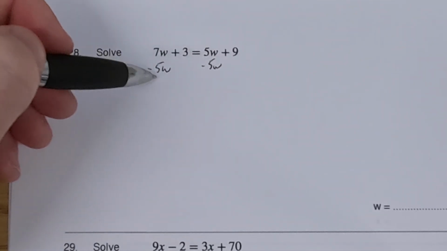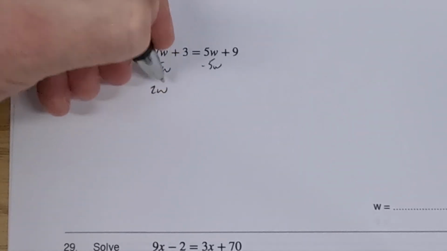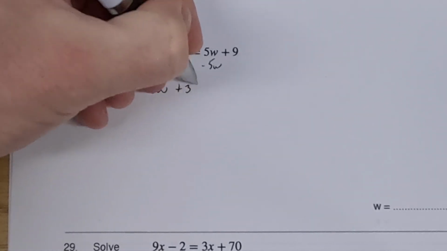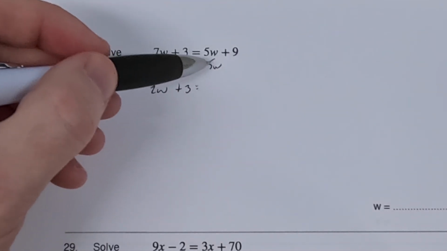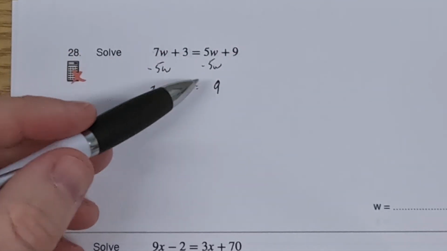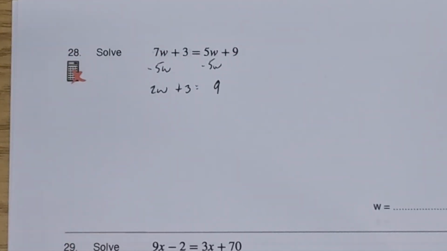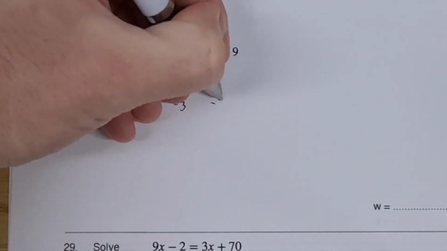7w plus 3, take away 5w's. Well, 7w's take away 5w's is 2w's, and then we've still got the plus 3. And then on the right-hand side of the equation, we had 5w plus 9. We're taking away the 5w's, so we'll just be left with 9. So we've got that 2w plus 3 equals 9. Now we just want to solve this like the equations we had earlier. So let's take away 3 from both sides. So take away 3 and take away 3.